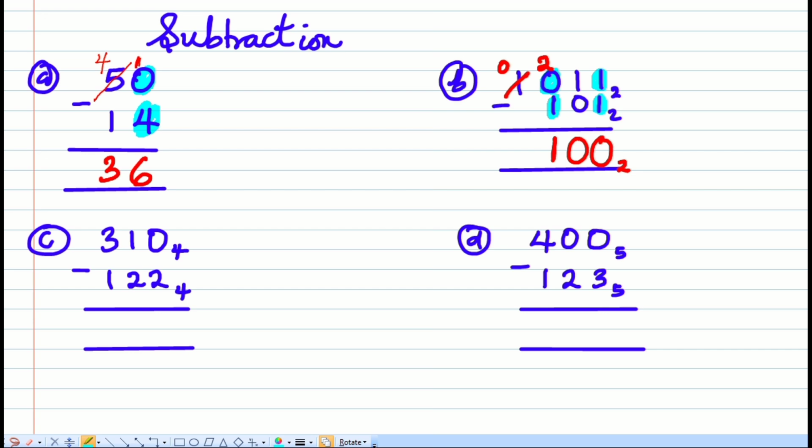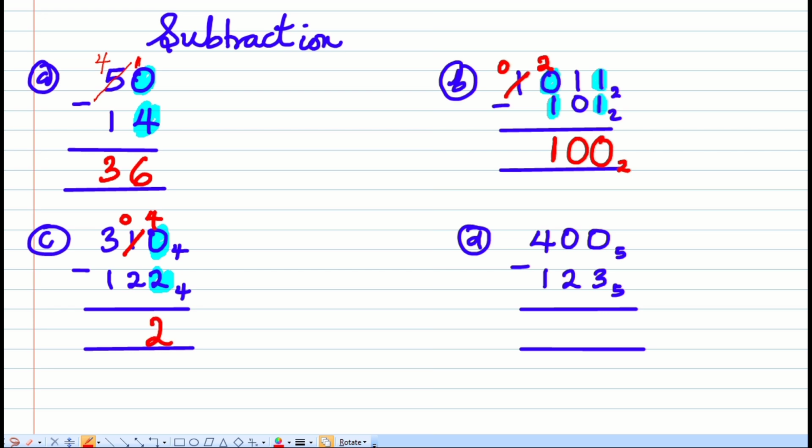Again, let's move on to the next question, part C. Pause the video and try to see if you can do it yourself. That's the best way of learning. For the first column, we have 0 minus 2. We can't subtract 2 from 0, so we have to borrow. We're going to borrow from this one. It's going to remain 0 there, but because our counting is in base 4, whatever we borrow is going to be what? 4.